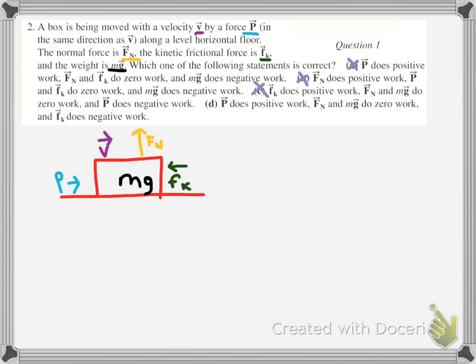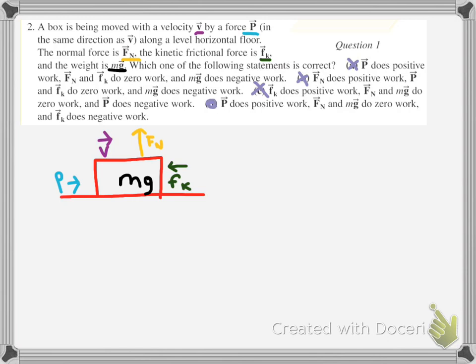C is incorrect because if Fk, or the frictional force, does positive work and P does negative work, then the box would not move in the same direction as v, because P has to point in the same direction as v. And here, if P does negative work, it would be pointing in the opposite direction as v.